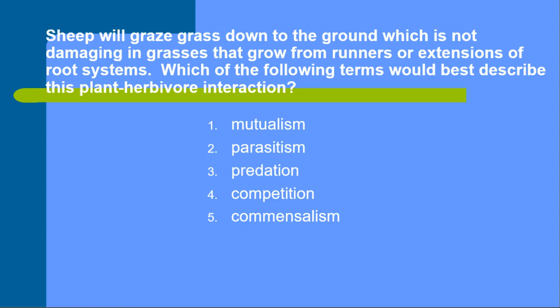Okay, so here's your first question. Sheep will graze grass down to the ground, which is not damaging in grasses that grow from runners or extensions of root systems. Which of the following terms would best describe this plant-herbivore interaction?